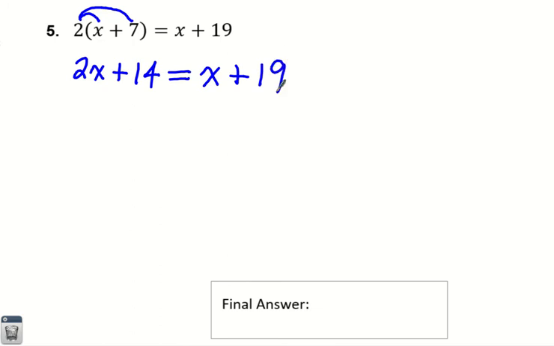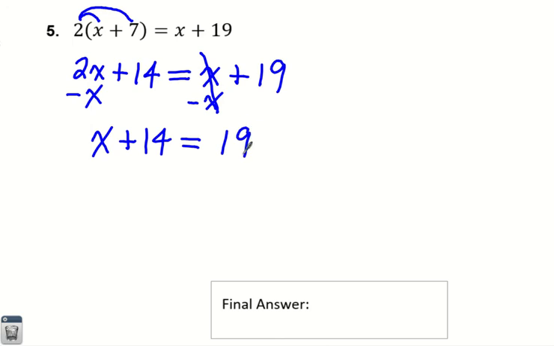And now we find the need to get the x's only on one side. So we move that out of there. And what's 2x minus x? That's 1x, or just x. Still a plus 14 over there, and the right side is now just a positive 19.